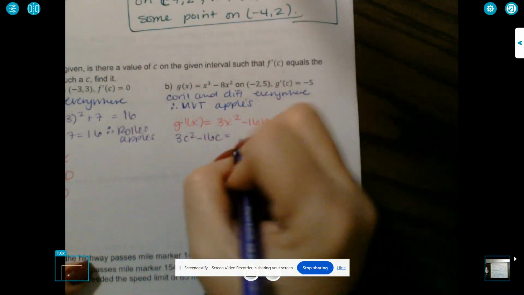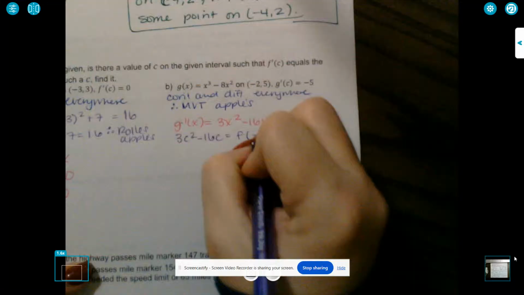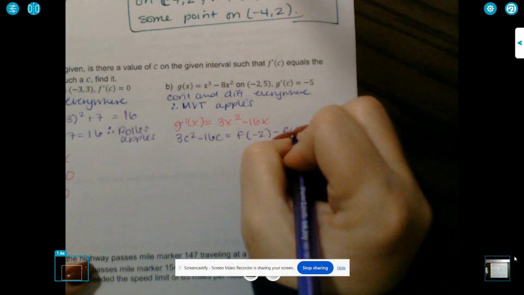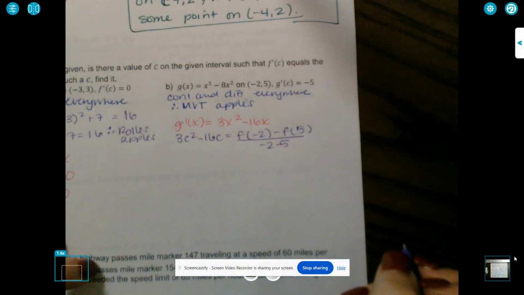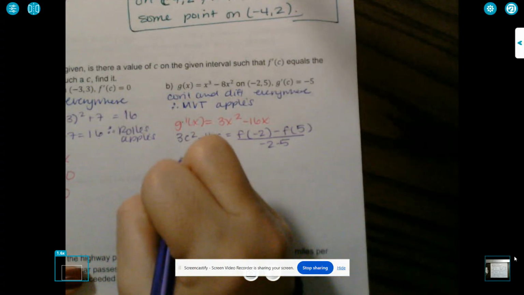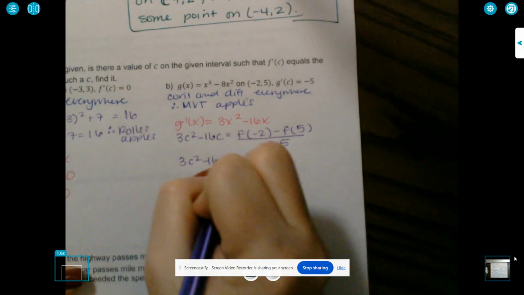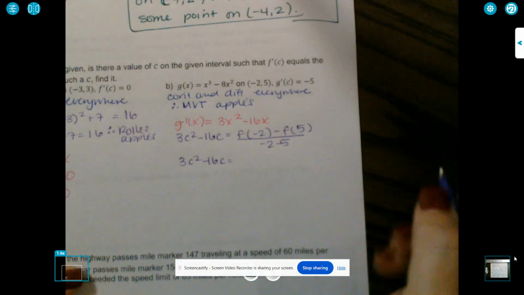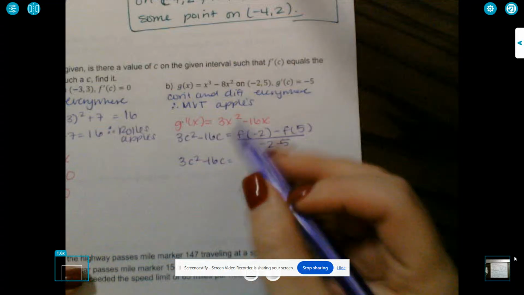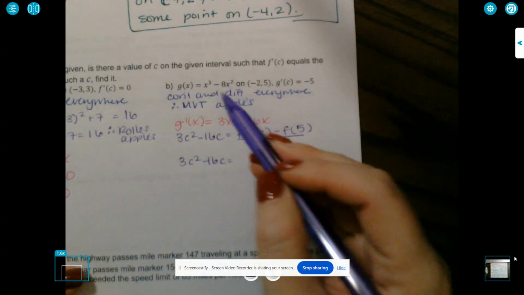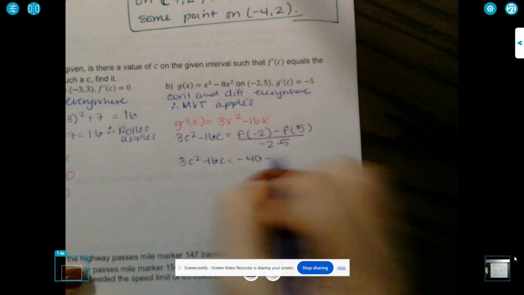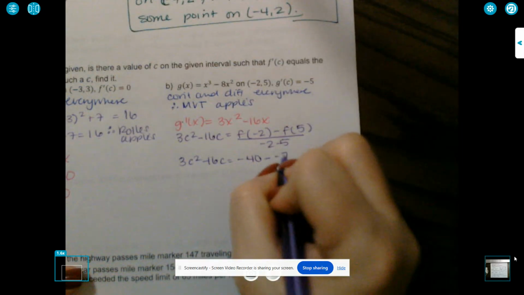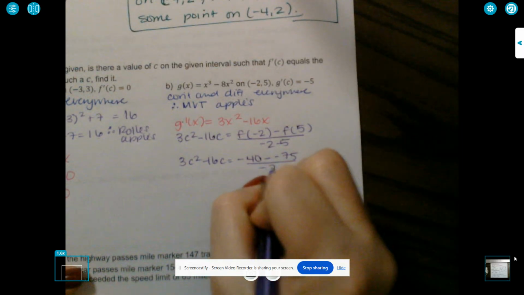And that's going to equal f of A minus f of B over A minus B. And we're just going to do the math from here. f of negative 2, if I plug in negative 2 into this function up here, that's going to give me negative 40. If I plug in 5, that's going to give me negative 75 over negative 7.